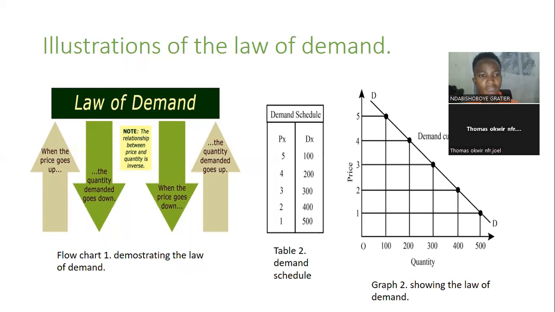The arrow pointing down next. The quantity demanded goes down. Very good. As the price goes up, the quantity demanded goes down. And when the price goes down, what is the response of the quantity demanded?